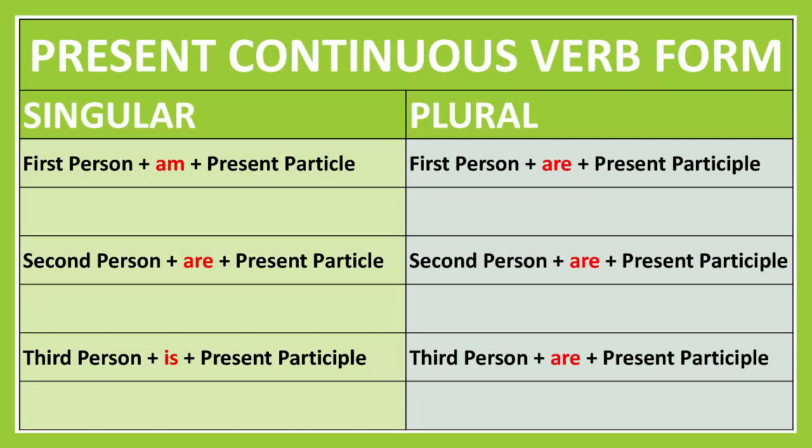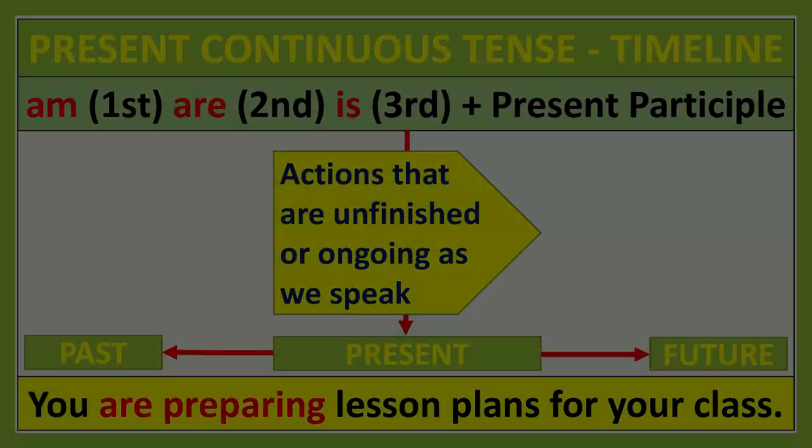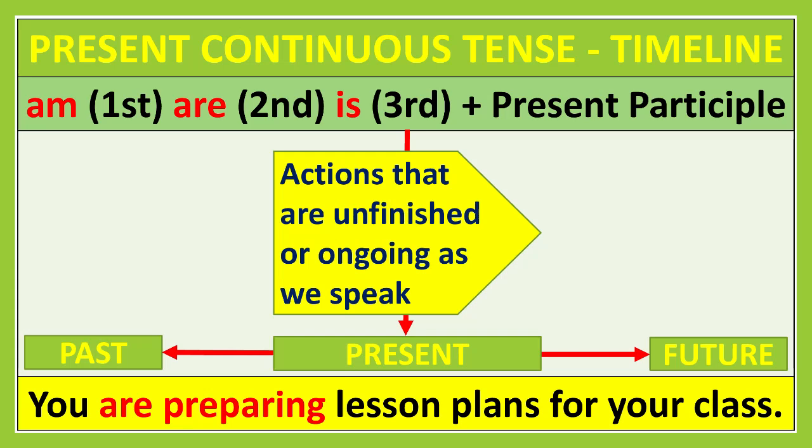Secondly, present continuous verb form. In this form, am, are, and is are paired with the present participle form of the verb ending in ing for the first, second, and third person singular respectively, while plural subjects follow a similar pattern using are with the present participle. Examine the timeline to grasp the structure of the present continuous form and its usage.